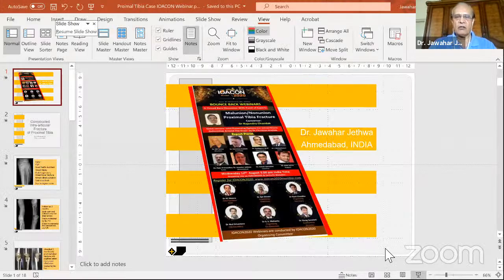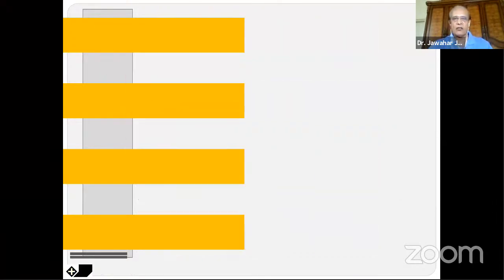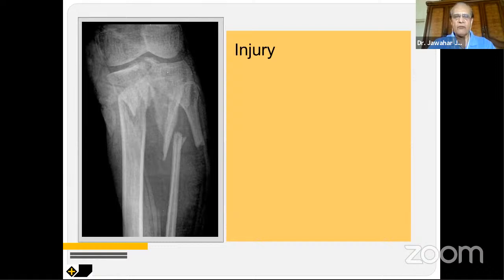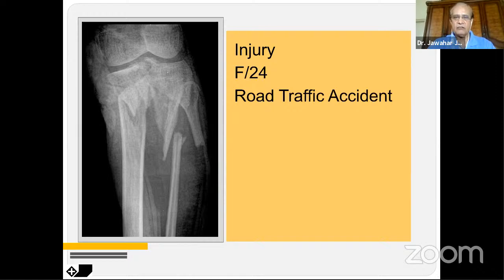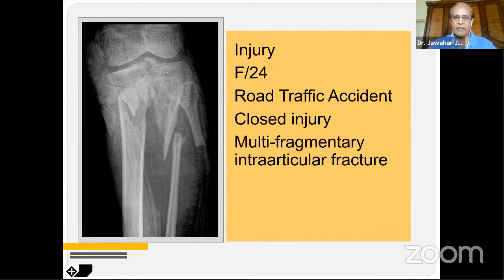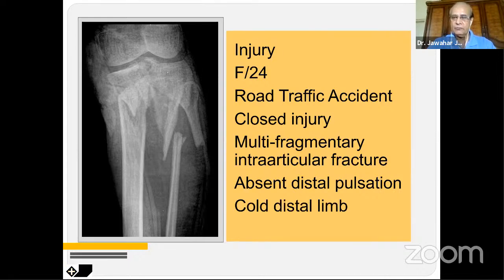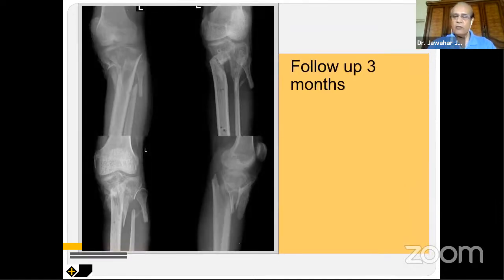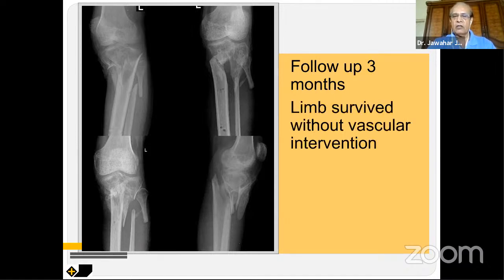Yeah. So again, it's the same type of problematic case. This was a case of a complicated intra-articular fracture of proximal tibia, wherein there was not only the problem of intra-articular, extra-articular injury, but she was young with a road traffic accident, closed injury, but had multiple fragment intra-articular, and there was an absent distal pulsation. It was a cold distal limb, and I was called in the middle of the night. I was not prepared, so I sent her to a higher center. And thereafter, at the higher center, they immediately put an external fixator. For some reason, they could not do any limb salvage with a vascular intervention, but the limb had survived.